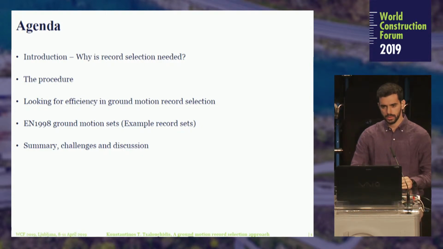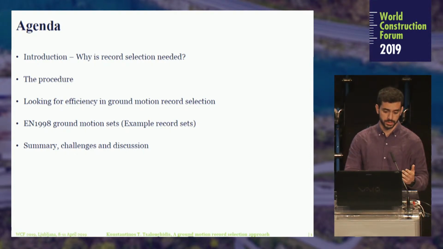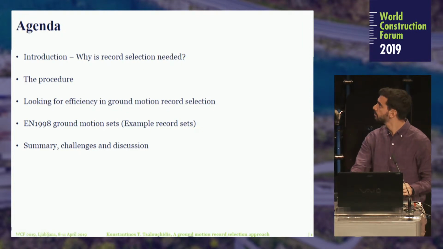Afterwards, we're going to look into how we can be efficient when we select ground motion records. I will explain what I mean by efficiency because this is a broad term. And then I will show some examples of ground motion record sets and how this procedure can work.